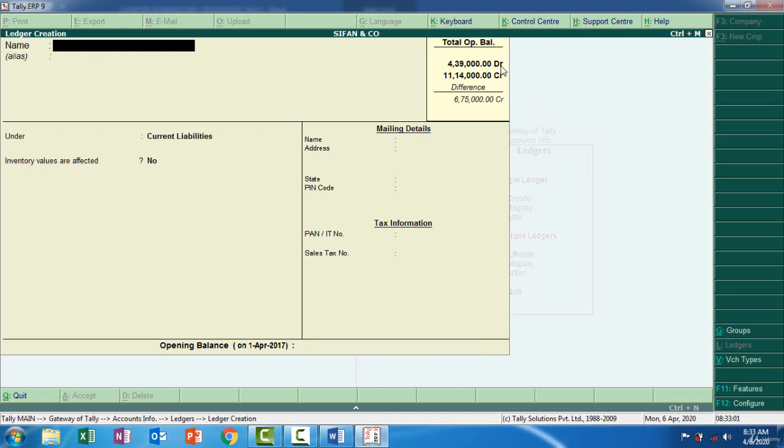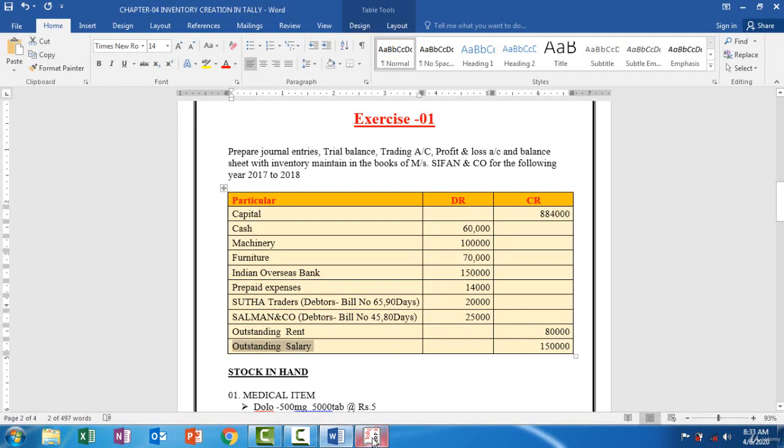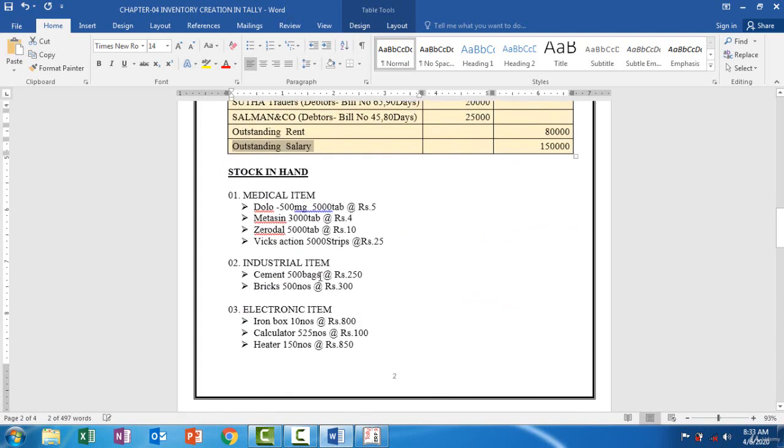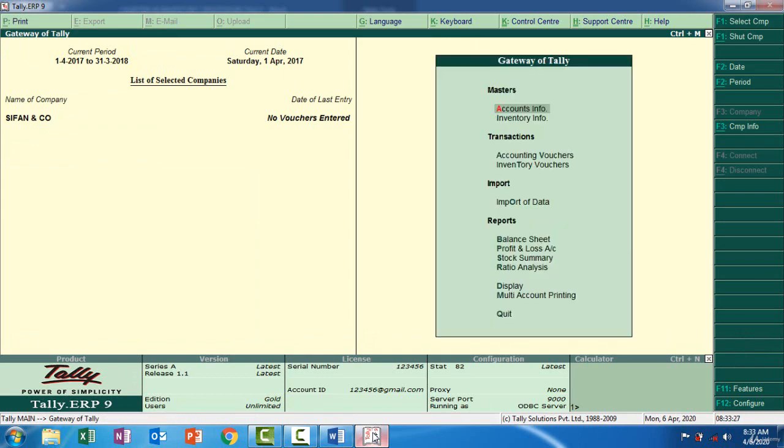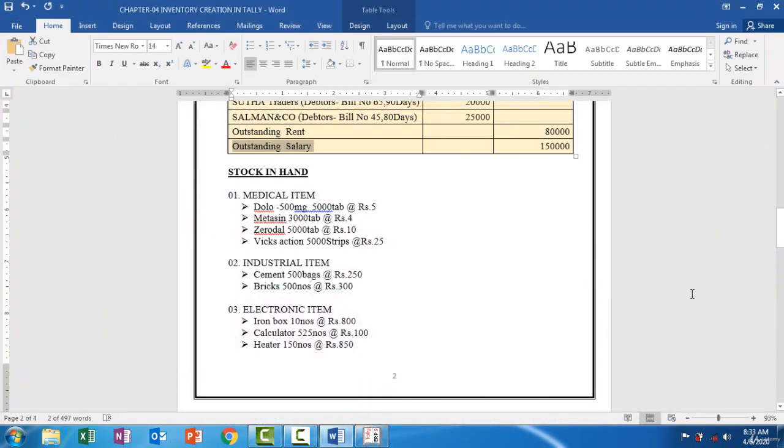So you can see that the debit is 439,000, but the credit is 1,114,000. So the difference is 675,000. The 675,000 is the company's stock. So if we enter the stock, debit will equal credit. So now press escape key and come back to the Gateway of Tally.